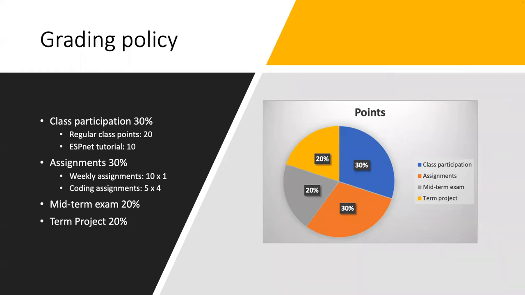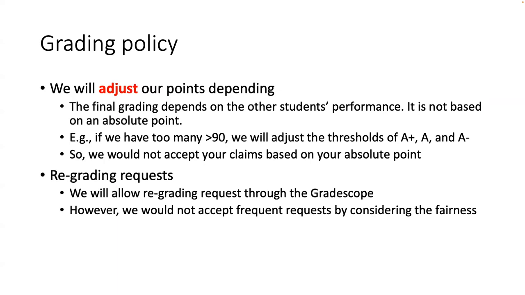But before moving to each item, I just want to make a general comment, because this always comes up. First, for the grading policy, I already set some points a priori for each assignment and each class participation item and so on. You could, for example, get a final score of 90-something. But please remember that this is an absolute score, and we will adjust it to consider the other people's performance. For example, if everyone gets 70, that would be an issue, right? We will definitely not have such a situation.